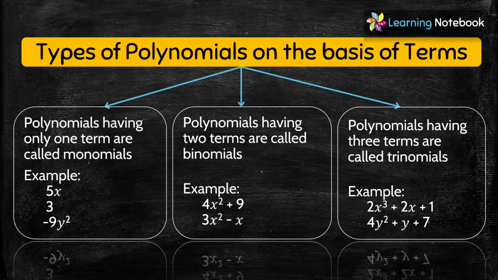And the third type of polynomials are trinomials. Polynomials having three terms are called trinomials. For example, 2x cube plus 2x plus 1 and 4y square plus y plus 7. These two polynomials have three terms. So they are called trinomials.